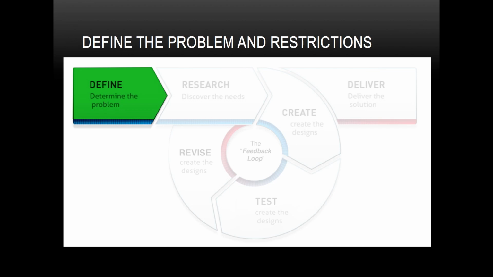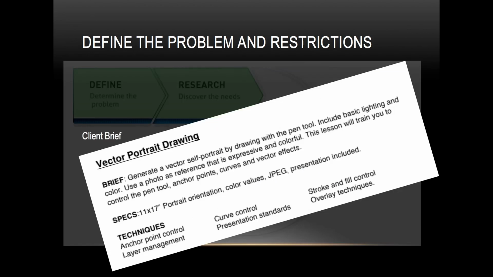So when you define your problem, in general, that means you receive this from your client, which is a client brief. It outlines specifically what the client needs and how they want it. Now, down here, because you're a student, I, as your teacher, provide you with the skills, the problems that you need to solve, and that down here would be techniques. For example, on this vector portrait drawing assignment, several of the problems that you need to solve are how to manage layers, how to control your anchor points, how to control the curves on your vectors. And so that would be giving you those restrictions within which to work to generate your solutions.